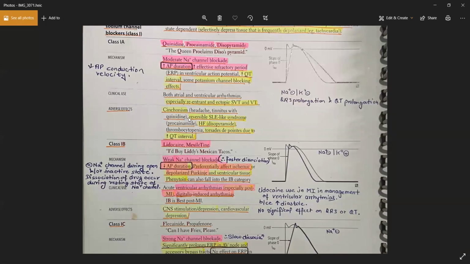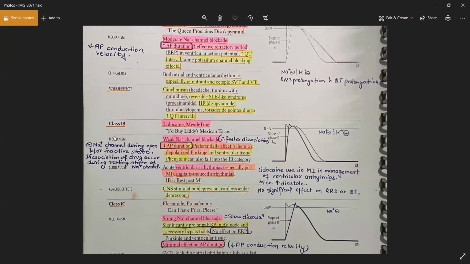Side effects: SLE. If you remember the HIP drugs, procainamide, which is metabolized by acetylation, can cause SLE. And they can cause heart failure. They can cause torsades de pointes due to the QT prolongation.